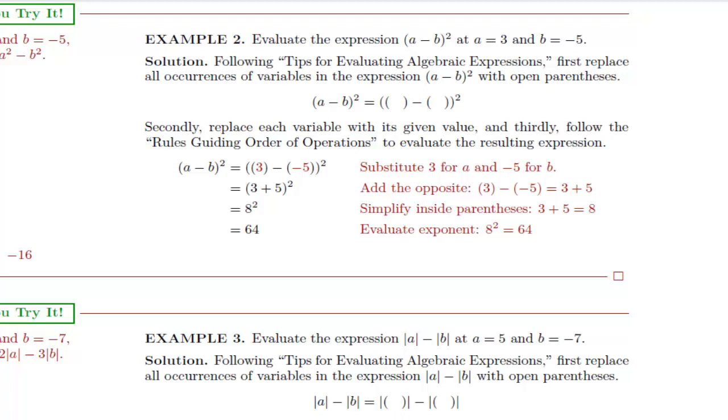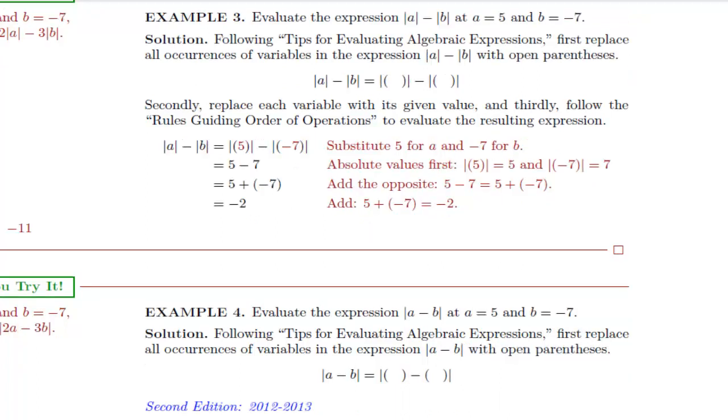Solution. Following tips for evaluating algebraic expressions. First, replace all occurrences of variables in the expression a minus b squared with open parentheses. Secondly, replace each variable with its given value. And thirdly, follow the rules guiding order of operations to evaluate the resulting expression. So, substituting 3 for a and negative 5 for b in the original expression, we get 3 minus a negative 5 squared. We'll add the opposite, so 3 minus negative 5 becomes 3 plus 5. 3 plus 5 is 8. 8 squared is 64.